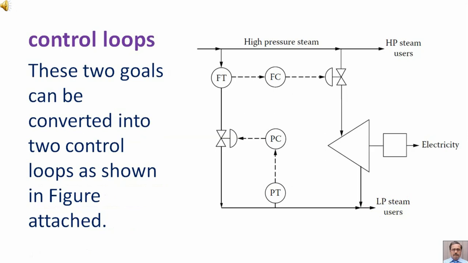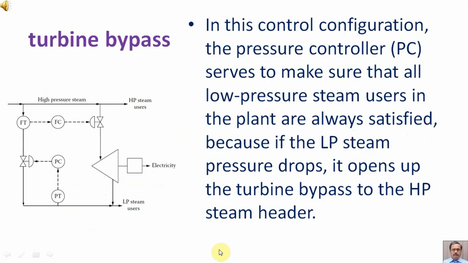These two goals can be converted into two control loops as shown in the figure attached. In this control configuration, the pressure controller serves to make sure that all low pressure steam users in the plant are always satisfied, because if the low pressure steam pressure drops, it opens up the turbine bypass to the high pressure steam header.